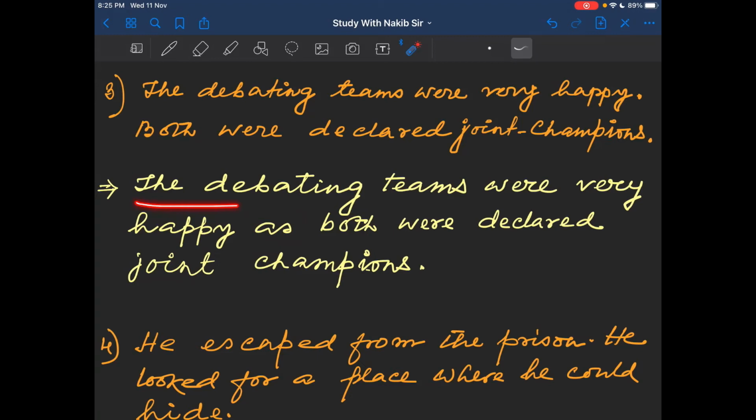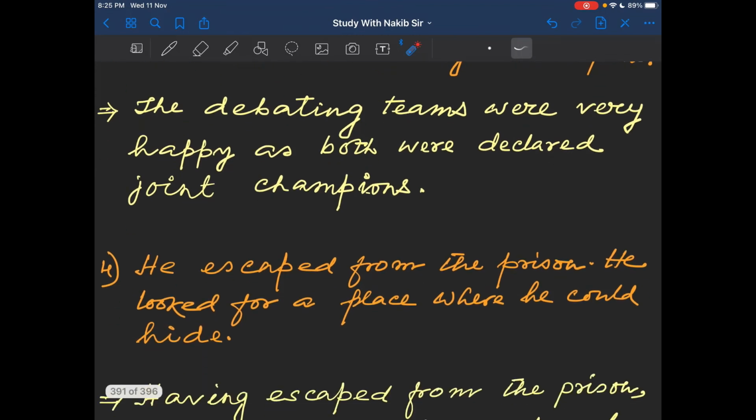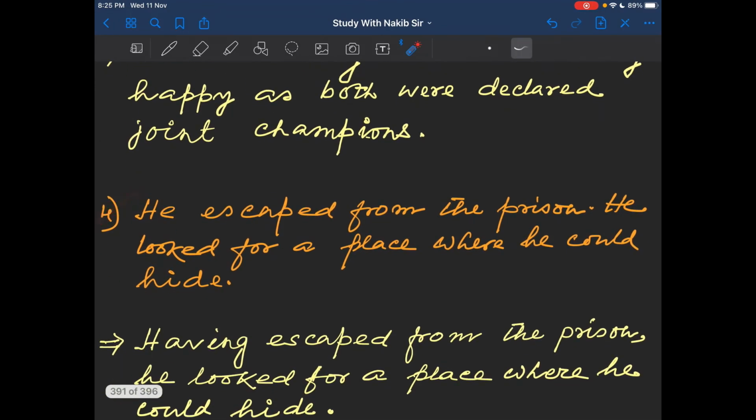See the answer. The debating teams were very happy as or because both were declared joint champions. Okay. Now see the fourth question.